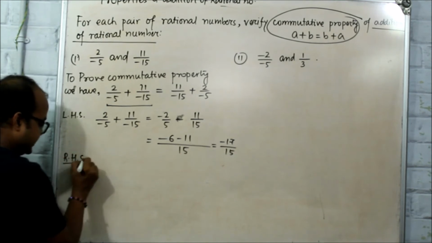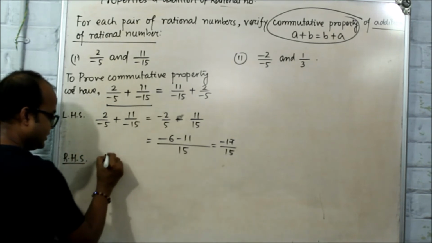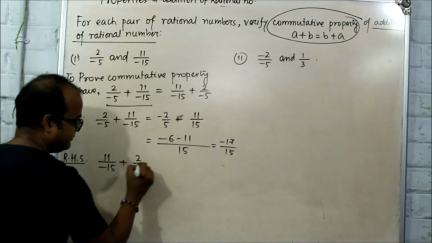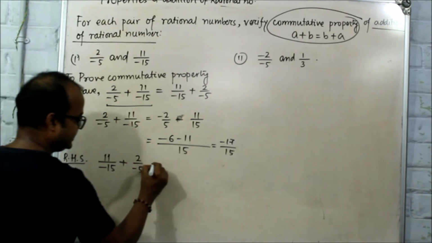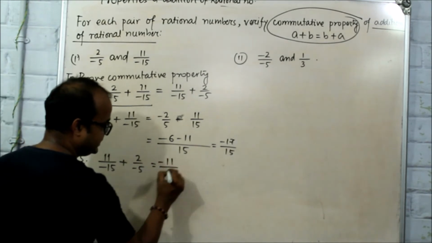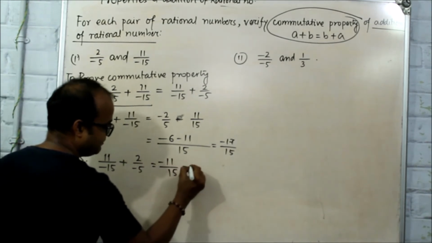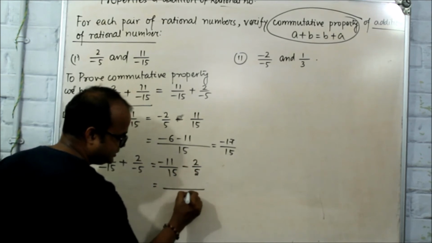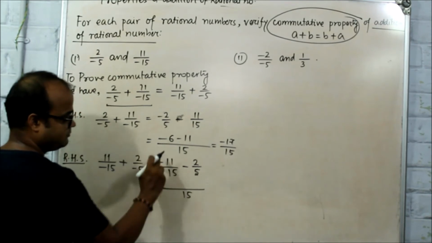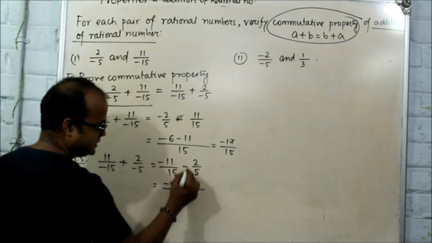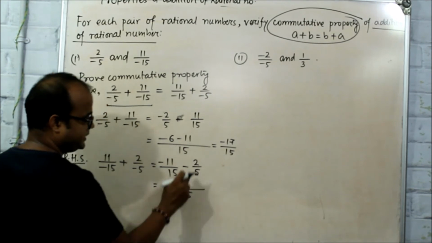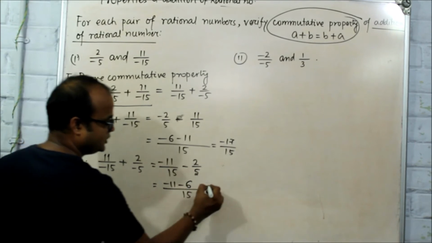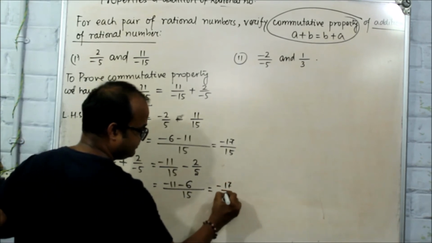Then we'll take the right hand side: 11 by minus 15 plus 2 by minus 5. Again apply the sign changes. So it will be minus 11 by 15 minus 2 by 5. LCM 15. 15 divided by 15 is 1, multiplied by minus 11, so minus 11, minus 15 divided by 5 is 3, multiplied by 2 is 6. So you will get minus 17 by 15.